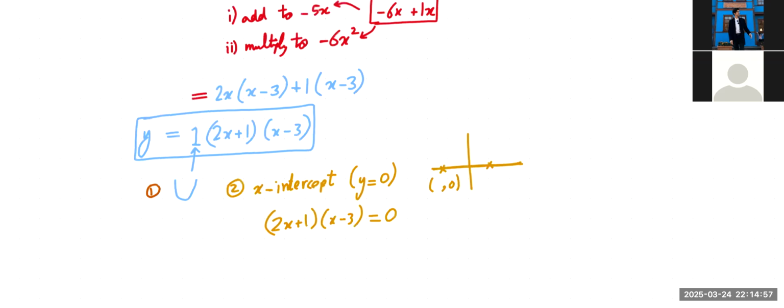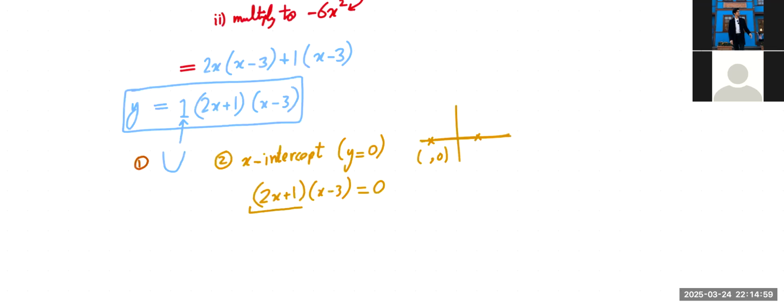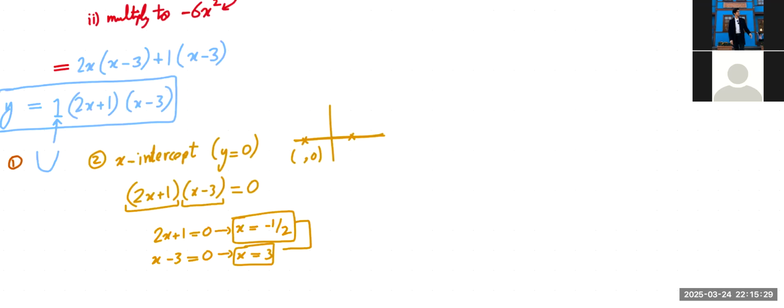I end up with this, and this is an interesting situation. I have two things multiplying together, and they equal 0. The only way for two things to multiply together and equal 0 is if one of them is 0 itself, because no other two non-zero things multiply to become 0. So the first one tells me that x is -1/2, by subtracting 1 on the right side and then dividing by 2. The second one tells me that x is 3. So I get two answers. You will always get two answers. They may be the same, but you will always get two answers.